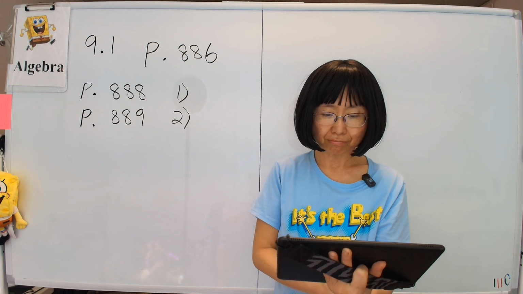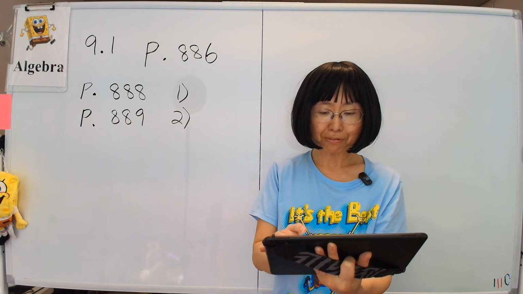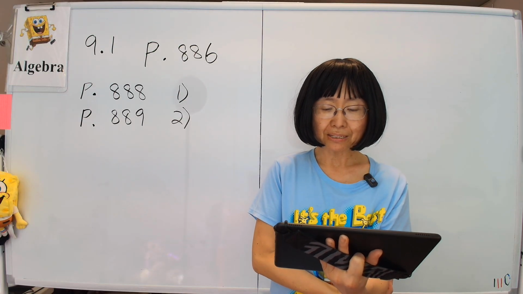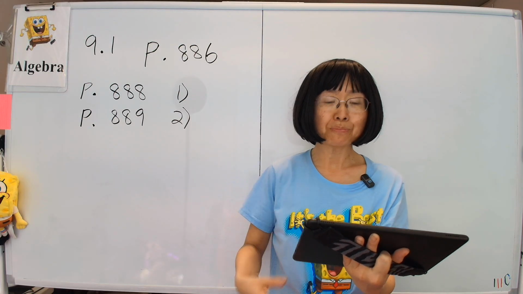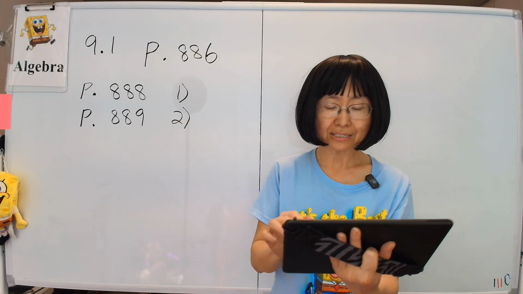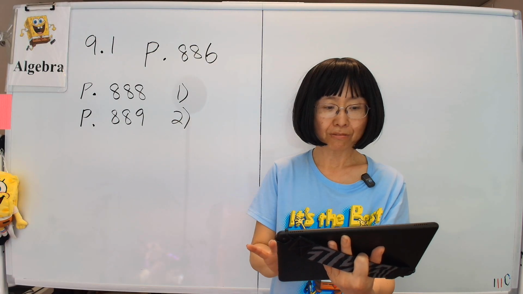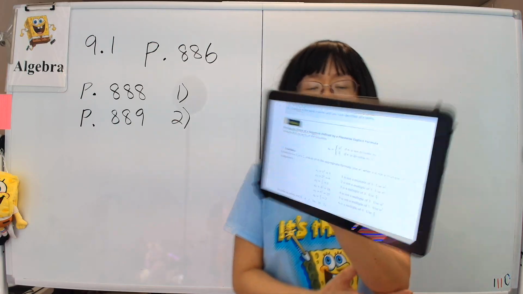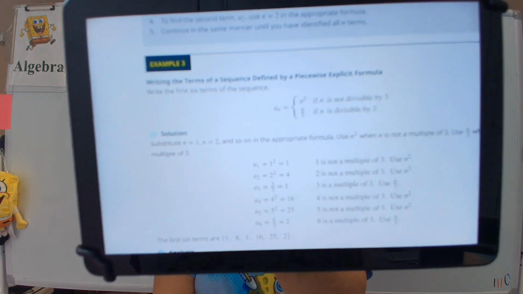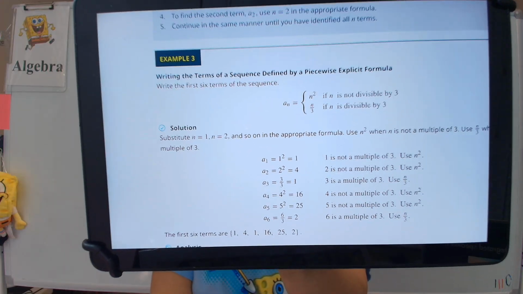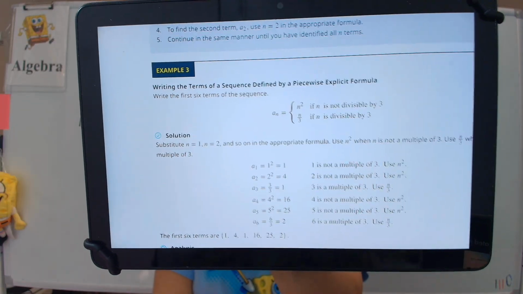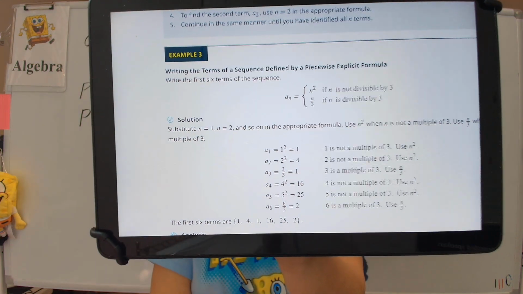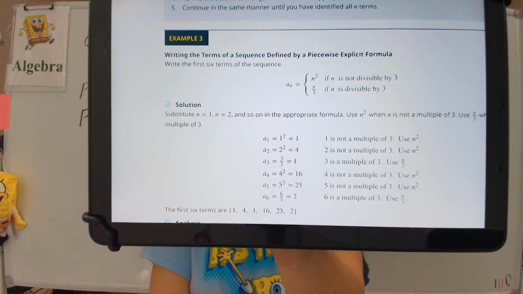Next, let's look at example 3. Example 3 is a sequence again, but this sequence is defined with even more words. This is on the following page, 890. Where it says, what is a_n again? Well, a_n is equal to n squared if n is not divisible by 3, and it equals n divided by 3 if n is divisible by 3. Okay, so you just follow that rule, okay?